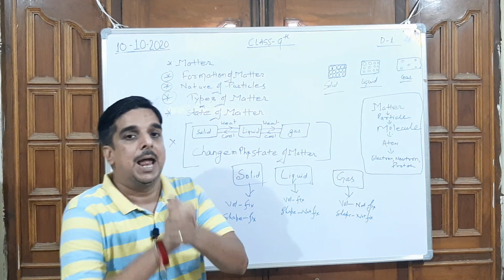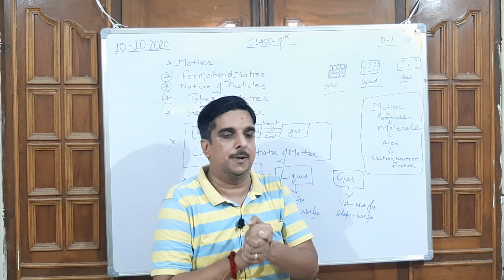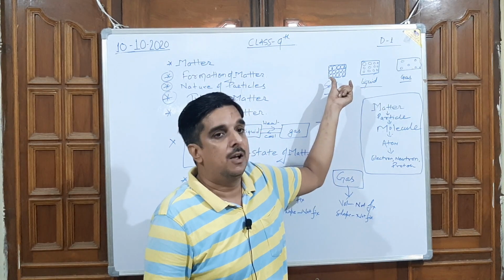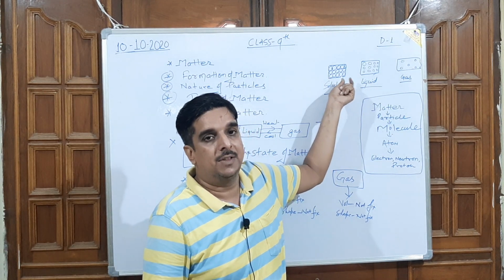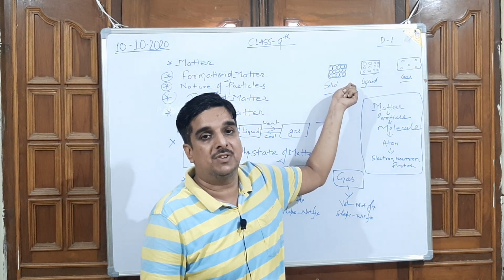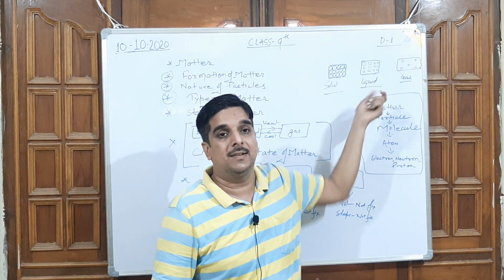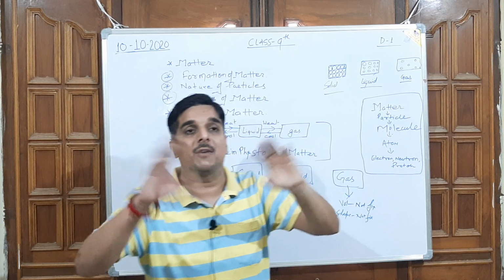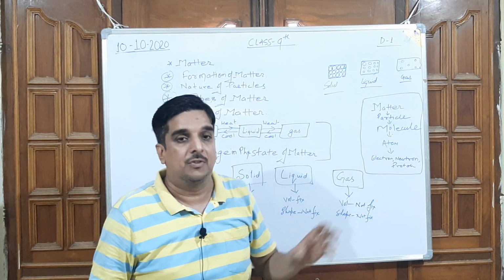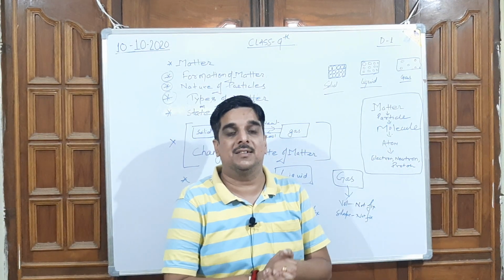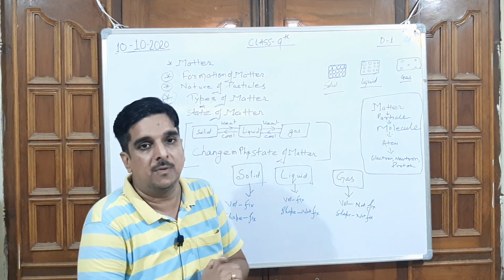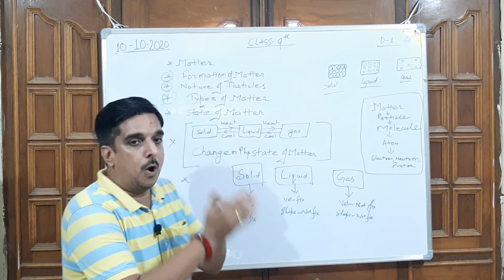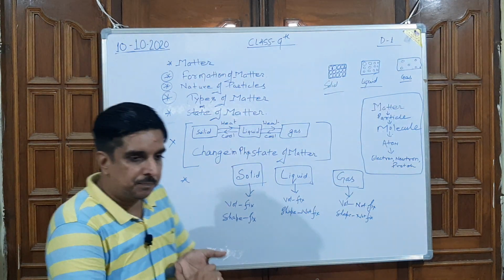We can easily understand this with the help of these three pictures. In solid, we see that particles are tightly bound with each other. In liquid, particles have gaps between each other, and in gas, particles are far away from each other. So this shows the characteristic of particles for the formation of solid, liquid and gas. Thank you. Now moving on to another topic.